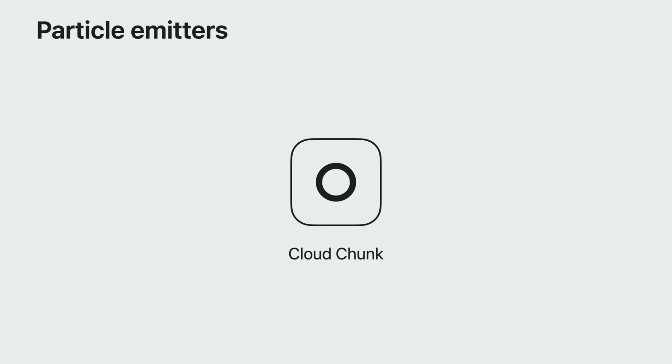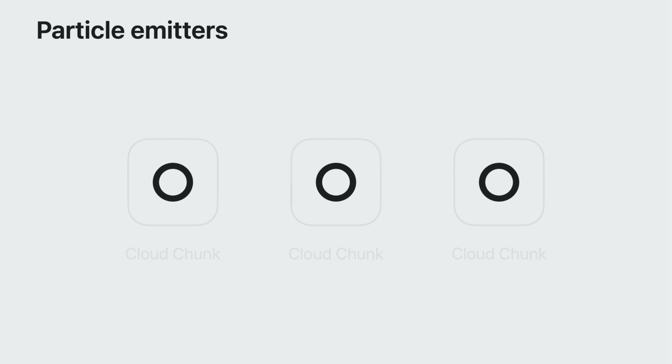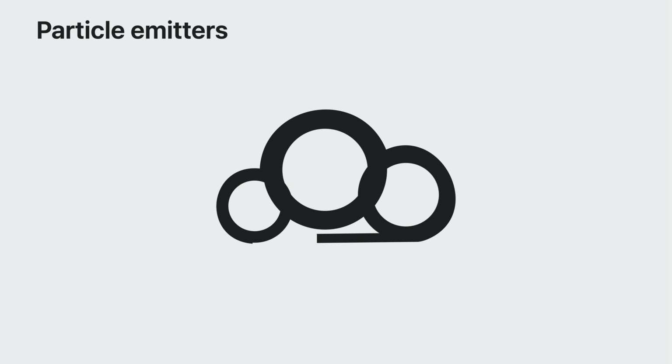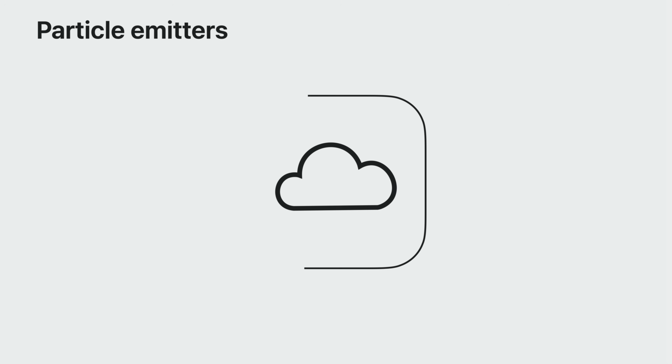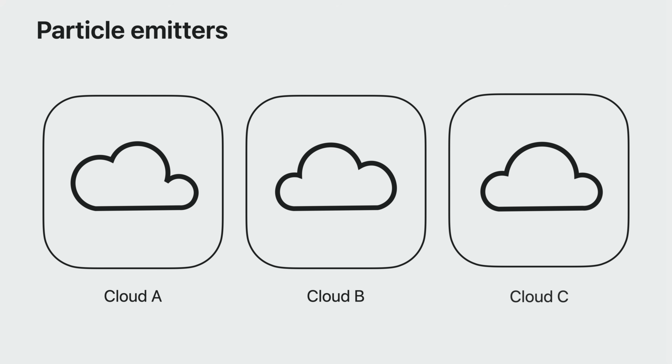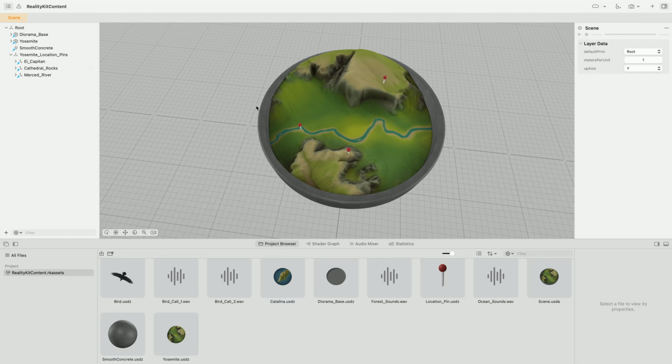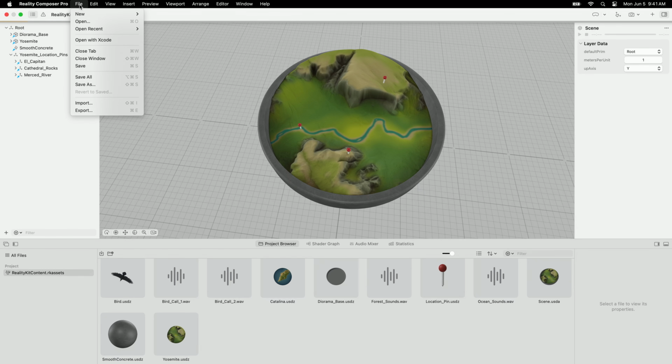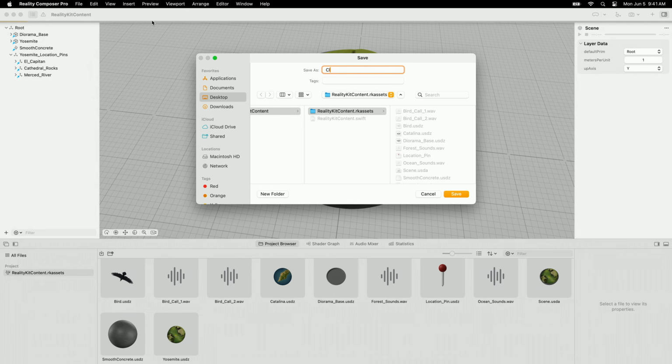We'll first build a reusable cloud chunk scene. Then we'll create a complete cloud scene that combines multiple cloud chunks placed at different positions in 3D space. We'll make 3 different variations of the complete clouds, and finally put those 3 clouds into our main scene. Jumping back into Reality Composer Pro, let's create a new scene by going to File, New Scene. We'll name the scene Cloud Chunk.